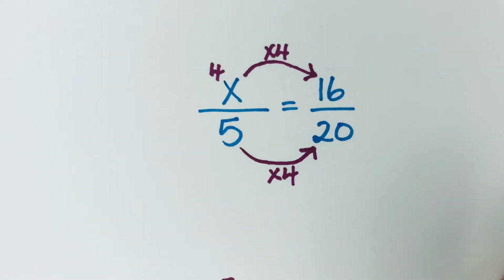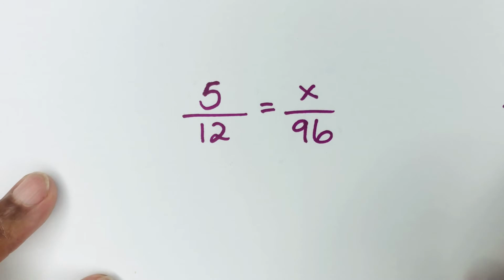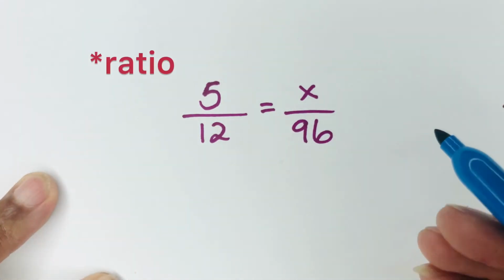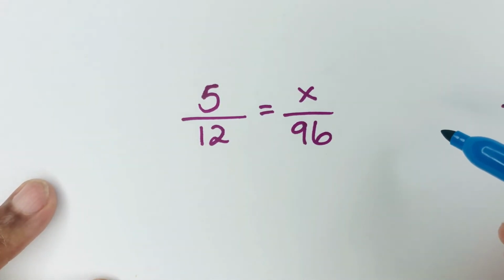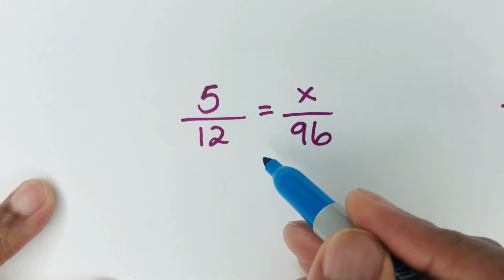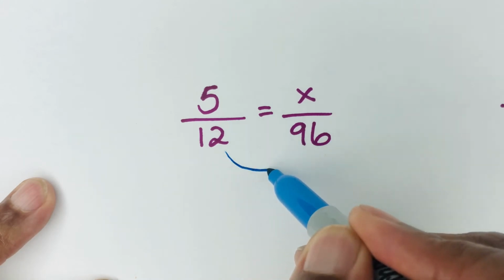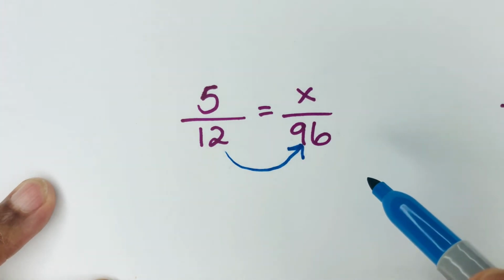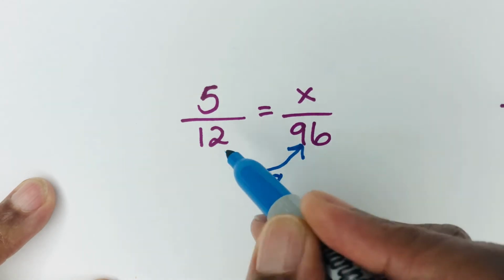Let's go to the next one. So we have 5 over 12 equals x over 96. We can also, like I said before, use it as a fraction, and say 5 to 12 equals x to 96. Well, we're going to use the same strategy that we used earlier, and we're going to go the same way. So 12 times what will give us the 96? That'll be 12 times 8, right, would give us the 96.